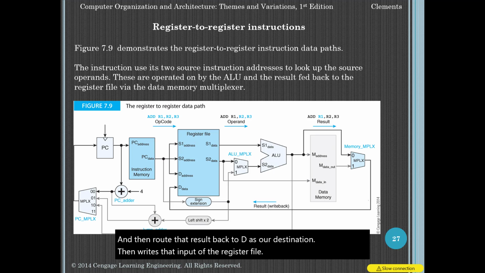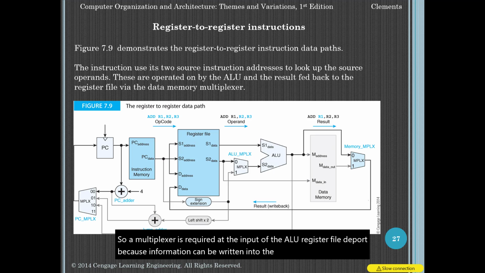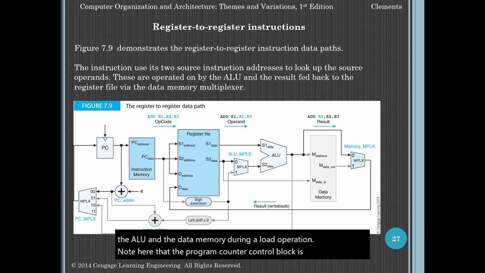So a multiplexer is required at the input of the ALU register file D port because information can be written into the register file from both the ALU and the data memory during a load operation. Note here that the program counter control block is not needed for this kind of load and store operation, and the PC input, PC plus four, helps us point to that next instruction.